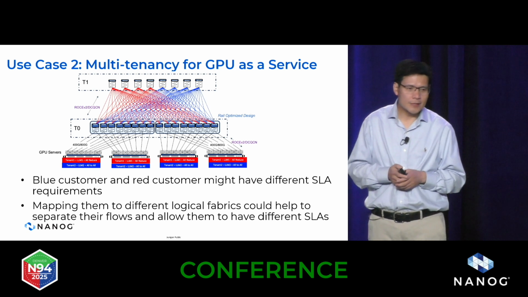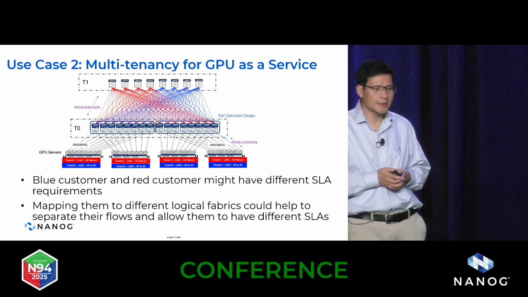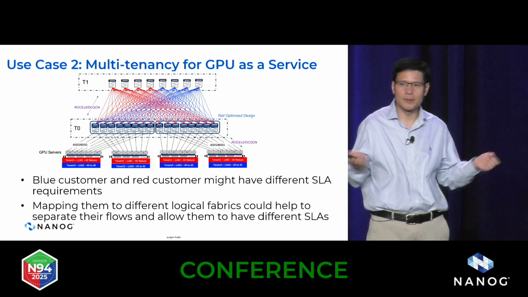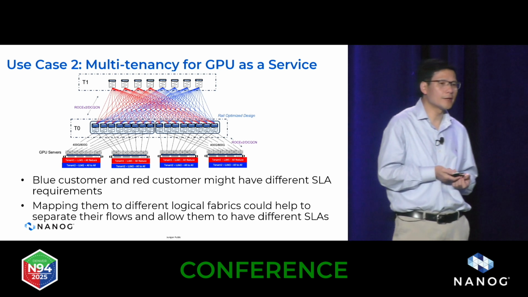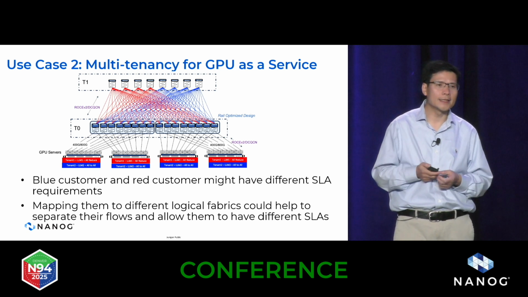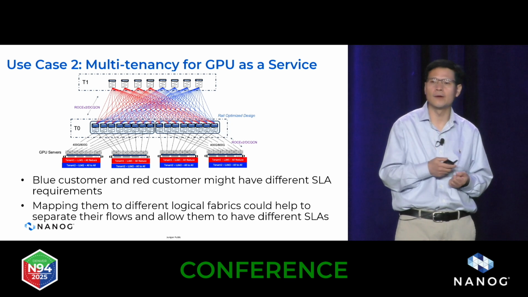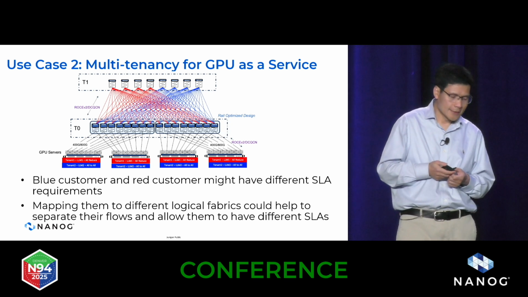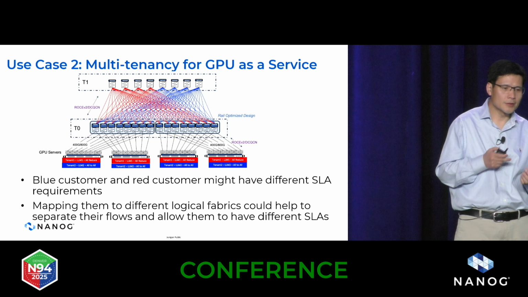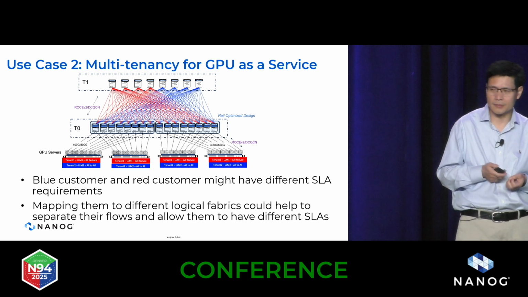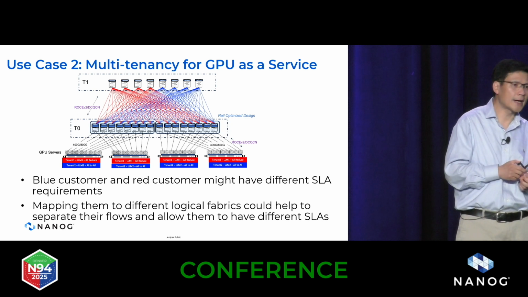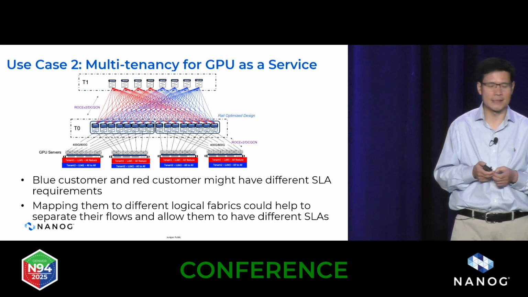The next example is for GPU as a service, in the case where you may have a fabric which is rented, and your GPUs are rented to multiple tenants. In this example, you have a red tenant and you have a blue tenant. For whatever reasons, they may need different SLAs. Either they don't need so much or they are not willing to pay so much, right? So it might be desirable to let the red customer traffic go through the red fabric and the blue customer traffic go through the blue fabric. This way, they could achieve different SLAs. It's also possible to isolate their traffic so that they won't interfere with each other.